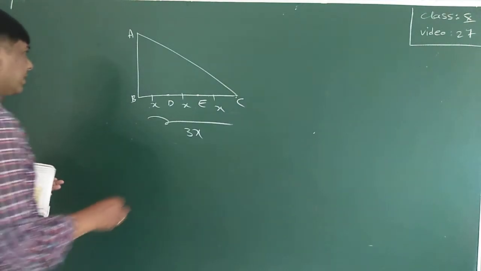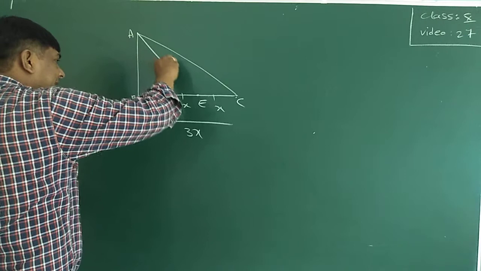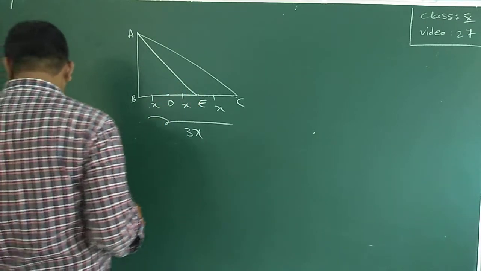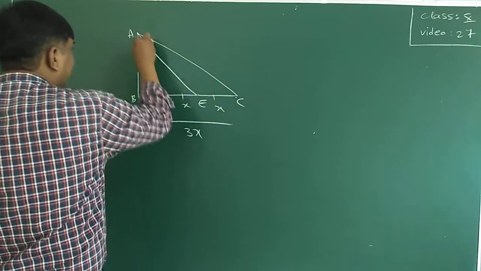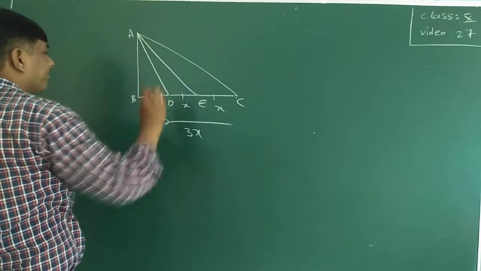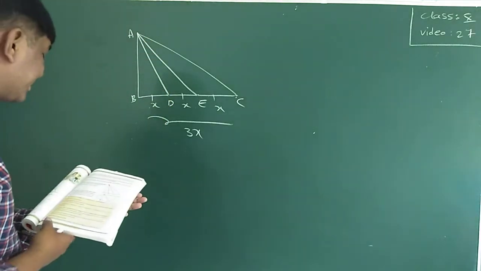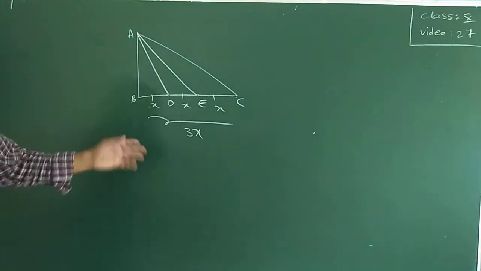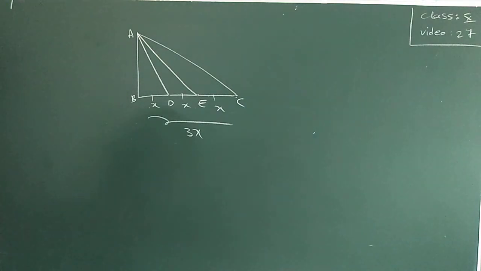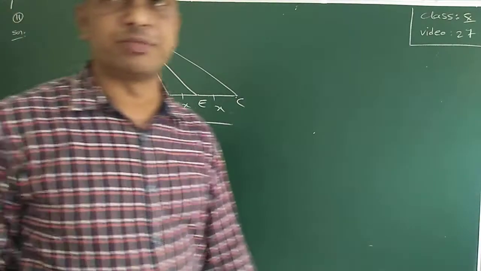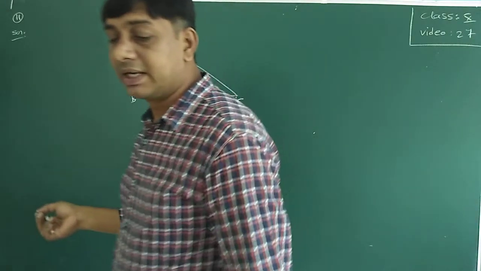Now prove that 8AE square is equal to 3AC square plus 5AD square. I will just give the hint. Please try to do this one yourself. This was the 11th question in your textbook. I don't know the exact number, but in my old textbook it is the 11th question.